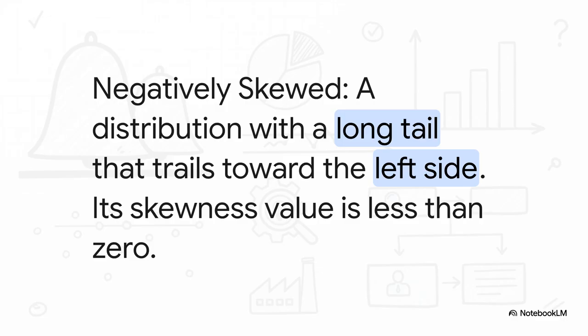This is caused by a few unusually low values. A good example is test scores. Maybe most students did really well, but a few did very poorly. Those low scores are going to drag the average down, pulling the mean to the left of the median. Just understanding the shape tells you a huge amount about what's going on.